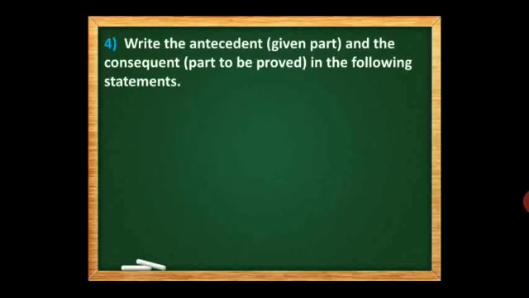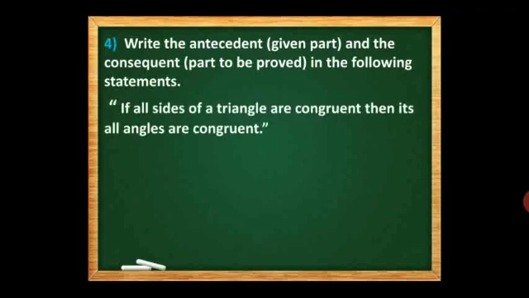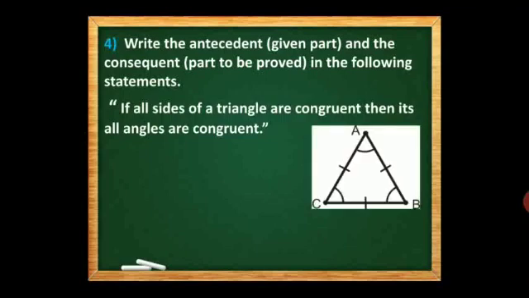Write the antecedent and consequent in the following statement. Antecedent is given part and consequent is part to be proved. The statement is, if all sides of a triangle are congruent, then its all angles are congruent. It is shown by this diagram. In triangle ABC, side AB, BC and AC, they are congruent. Similarly, angle A, angle B and angle C are also congruent.